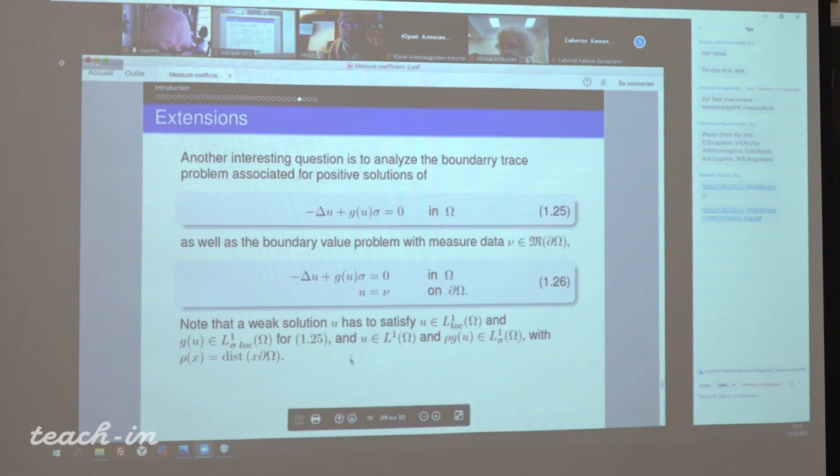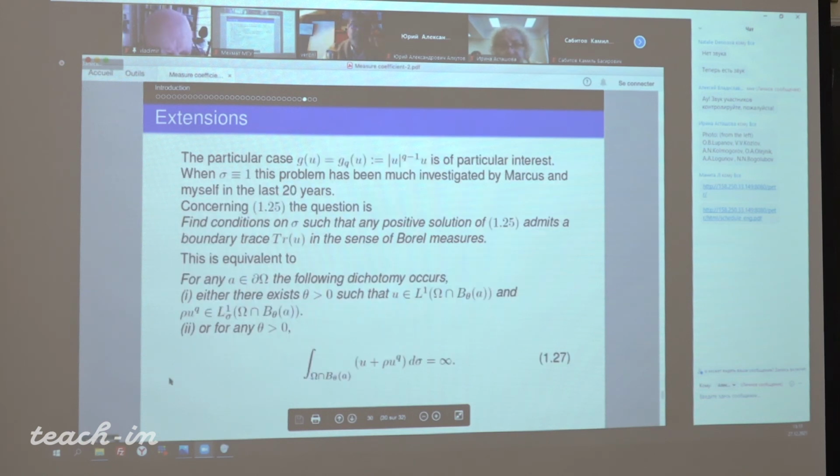Now for the second problem, if you want to speak of this problem, then you want to say that the solution is in L1, ρg(u) is in L1 of σ, and you want the problem to hold with the boundary condition by integration by parts, as is classical. So my question is about the classical case with g(u) equal to u^q minus 1 times u. And much work has been done by Marcus and myself in the past 20 years.